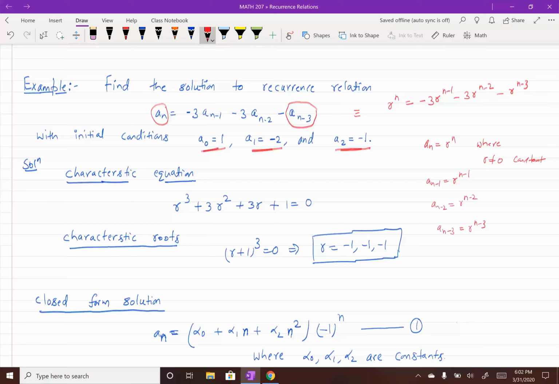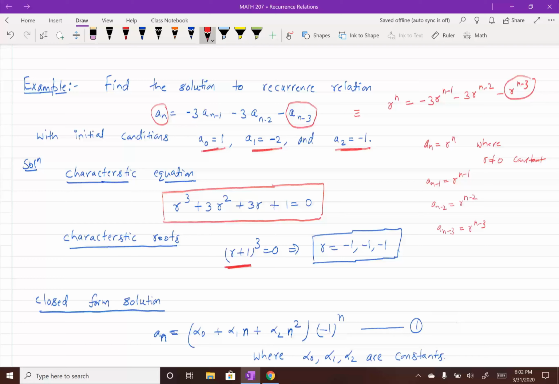And then you divide both sides by the factor r to the power n minus 3, and you take the right side to the left side, you will have this characteristic equation. Since this is a linear recurrence relation of degree 3, you will have a characteristic equation in terms of the variable r of degree 3. And this characteristic equation you can simply represent as r plus 1 whole cube. And this gives you the characteristic roots, and the roots are not distinct here. All three roots are equal.